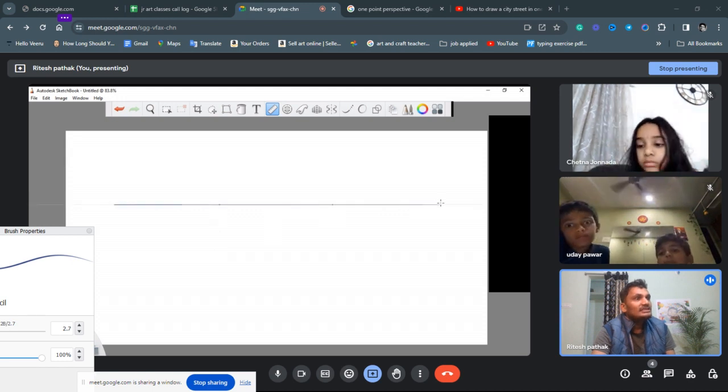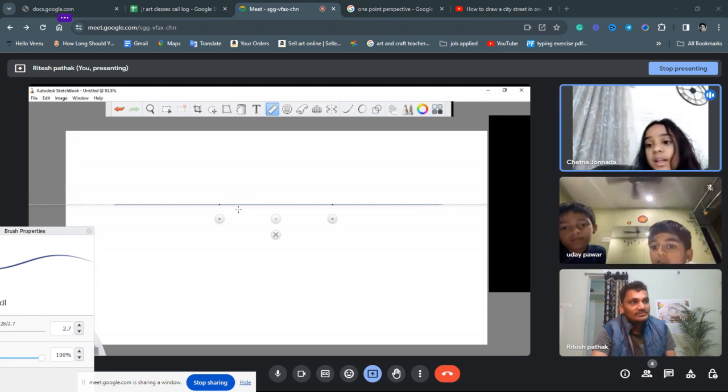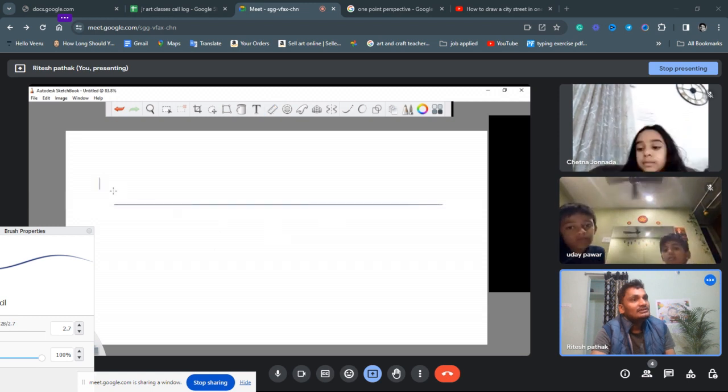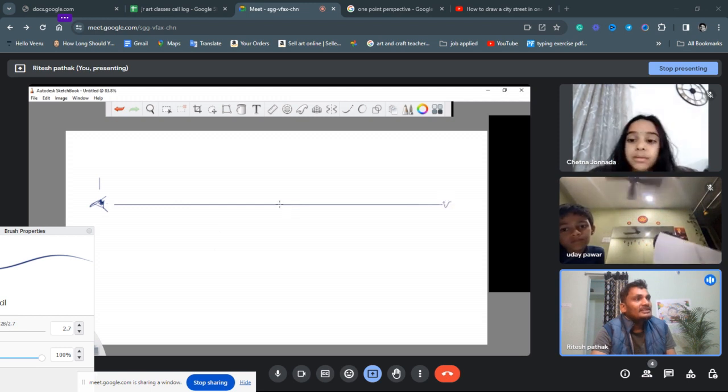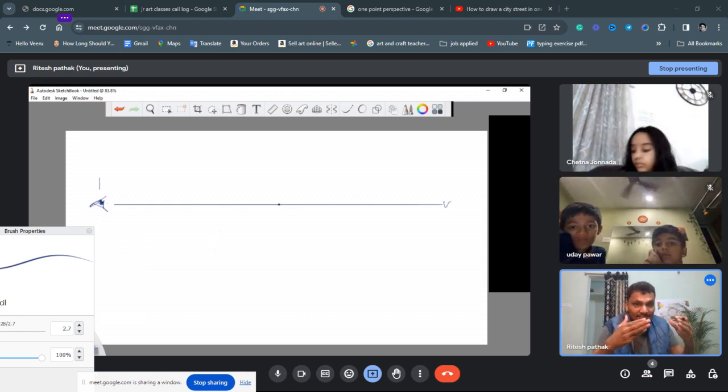What is this, Chetna? Can you tell me? What line is this? Straight line. Yes, vanishing line, right? This is called the eye level also. This is called eye level line. Here is the eye, okay? And this is called the V line also, the vanishing line. And here is our main point where all roads, buildings, everything will go and meet. This is what that drawing was.